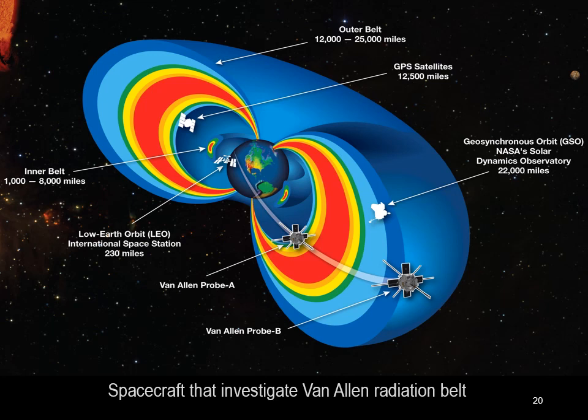The radiation belts swell and shrink over time as part of a much larger space weather system driven by energy and material that erupt off the sun's surface and fill the entire solar system.